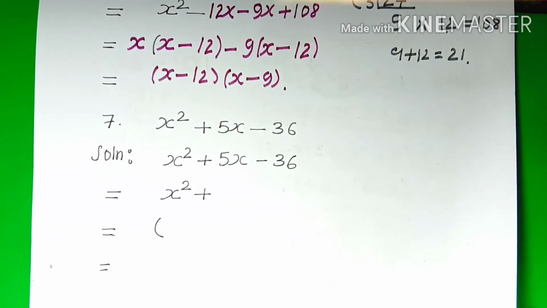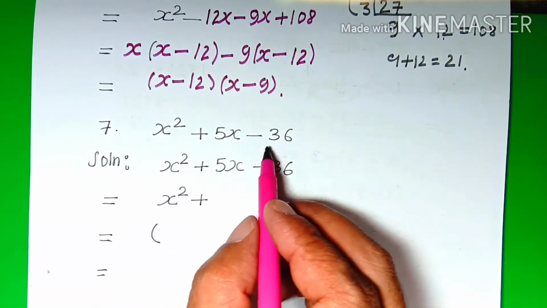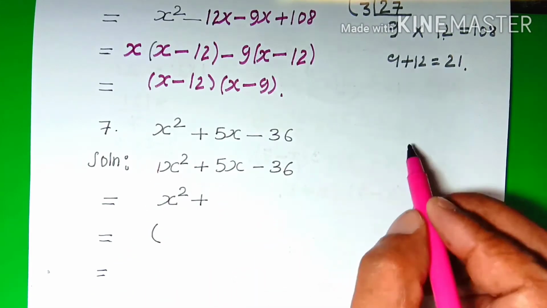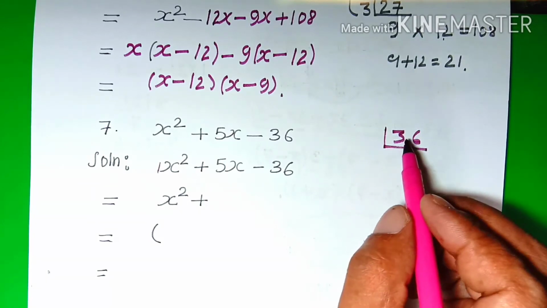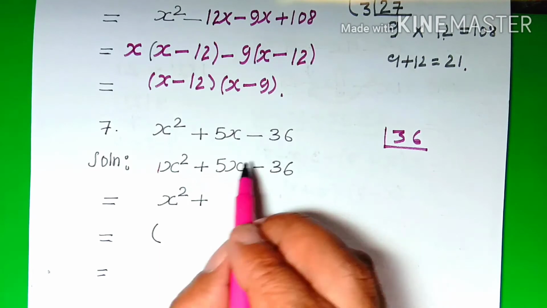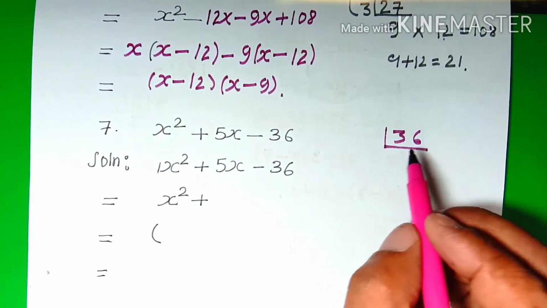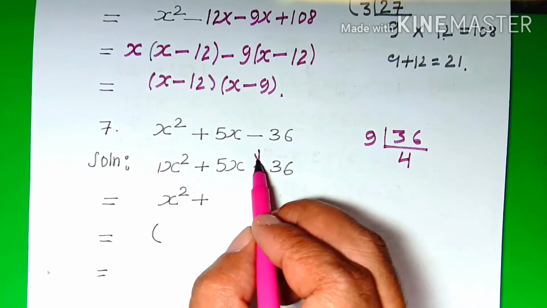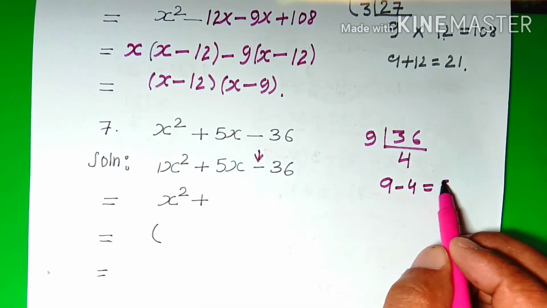The next one here, x squared plus 5x minus 36. Now again 1 into 36, which is 36. Now here you can factorize. You'll have to find it in such a way that the difference of two numbers should equal 5. Take a trial. It's divisible by, yes, that is 9 into how many? 4. Now you can check with the sign. 9 minus 4, which equals 5.